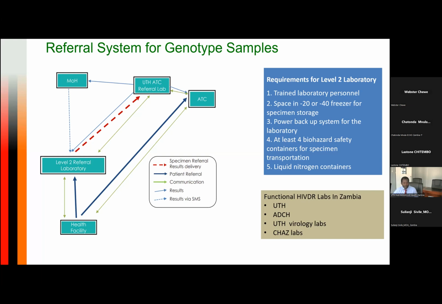Then the other thing I wanted to mention, which is just an emphasis on what Dr. Sivile mentioned, has to do with the cadre study, as others would call it. It's in all the 10 provinces in Zambia.